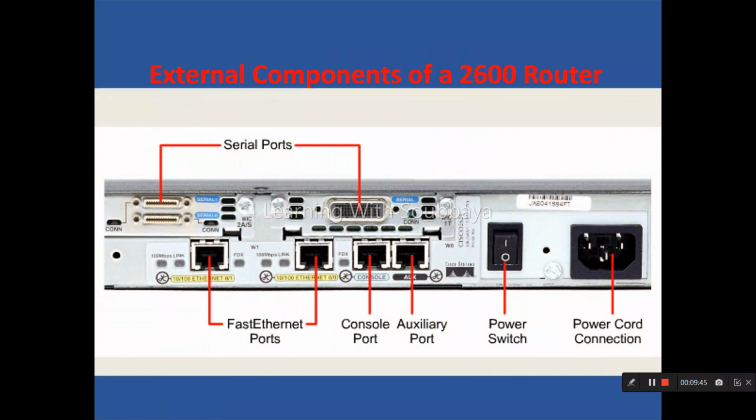When I go for the 2600 series router, we have the power card available, on-off switch, console, auxiliary, fast Ethernet ports, and also serial ports available here. Fast Ethernet and serial ports. So these are the components available in the 2600 model.